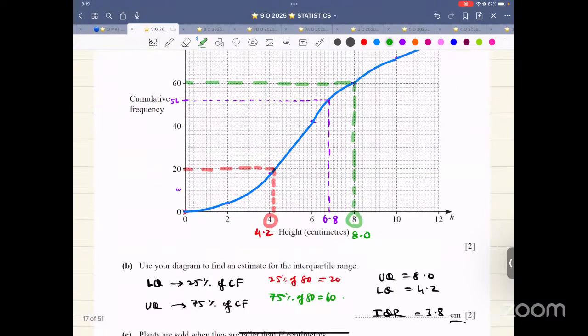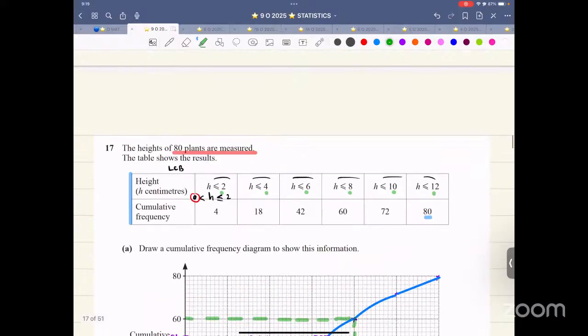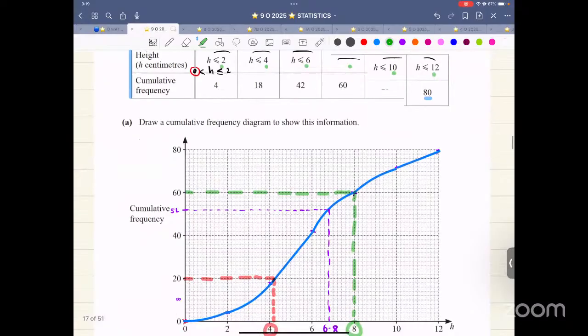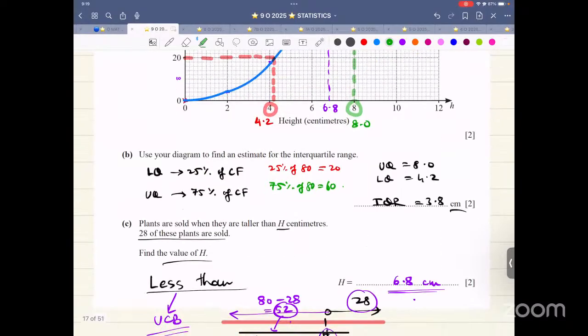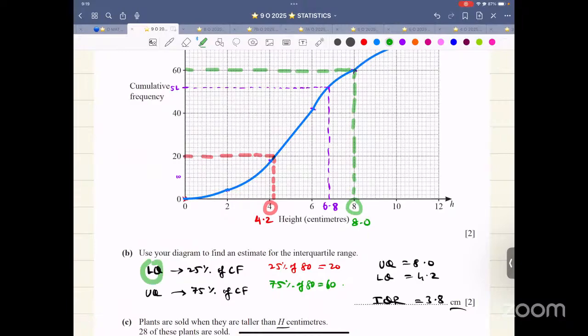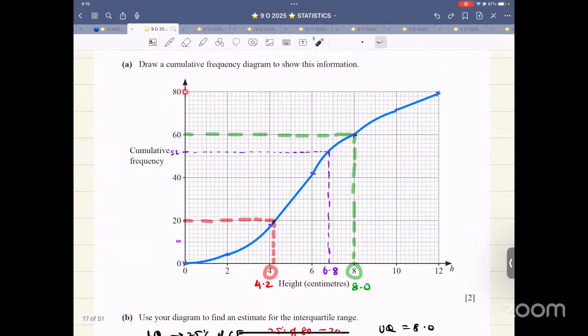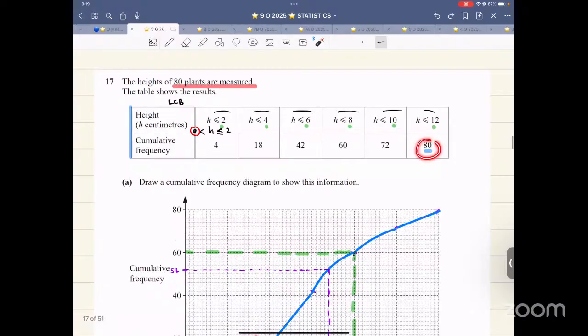We know that cumulative frequency goes on the vertical axis, and the upper class boundary goes on the horizontal axis, and so on. That is how you join the points. So that basic knowledge you have. Use your diagram to find an estimate of the interquartile range. Lower quartile, that's 25% of cumulative frequency. It's ending at 80. Yes, it's at 80. And also double check. Sometimes they might write 100 over there, and this ends at 80. So you have to take care of that.